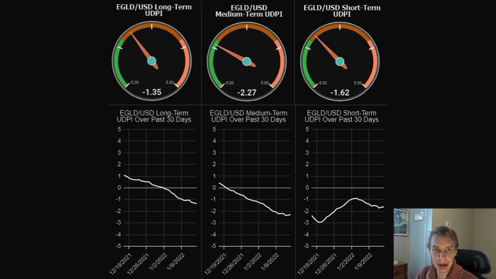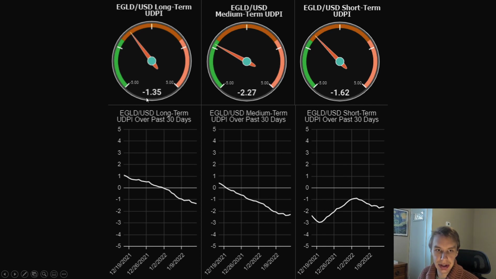So to wrap up, I want to talk a little bit about where the UDPI levels stand for EGLD across the different timeframes. So I showed you the medium term, which sits at negative 2.27, but I also want to show you the other ones. So we have a long-term UDPI, which tracks moves that occur over months, so the broader macro market cycle. We also have a short-term UDPI that tracks intra-week volatility, or volatility that can play out just over days to weeks.